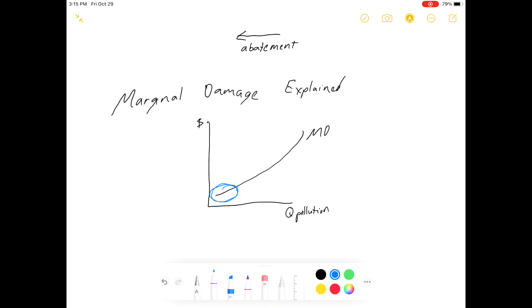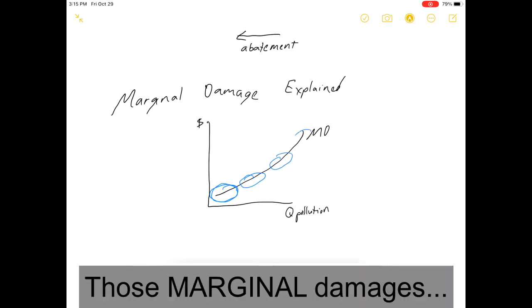But as we increase our pollution, we will start to overwhelm the environment's ability to clean itself and start doing damage. And then as we pollute a lot more, those damages might start getting bigger and bigger and bigger.